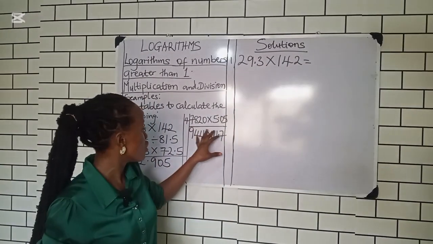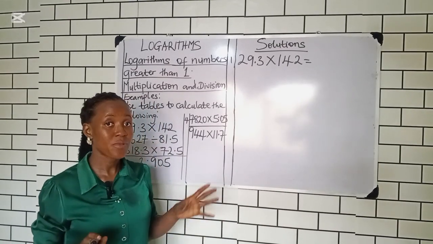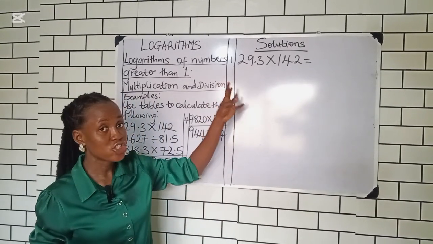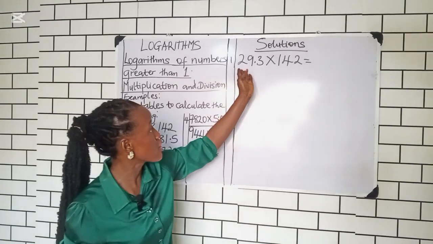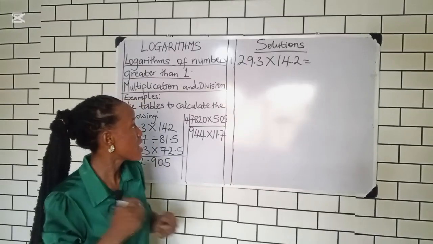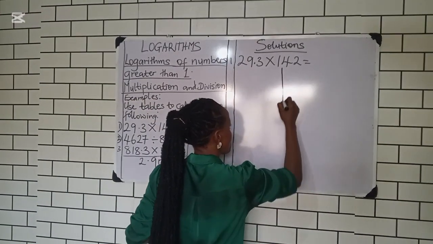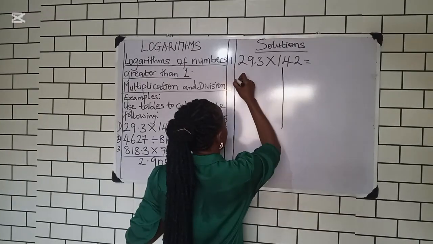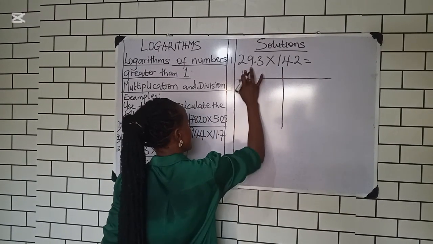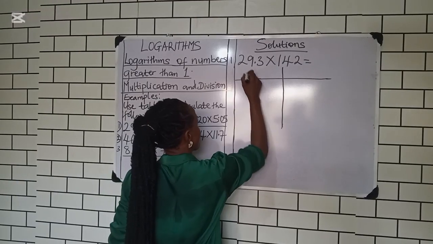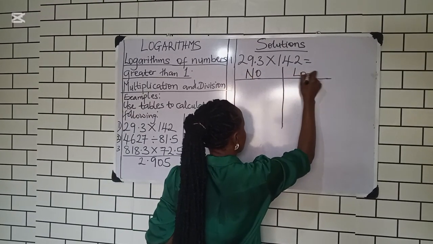Whenever you have division, you're going to subtract the logarithms. That is applying the addition and subtraction laws of indices. But first of all, you have to find the logarithms of the given numbers. To find them, we have to draw a table. The first part is going to be the number part. The second part is log.